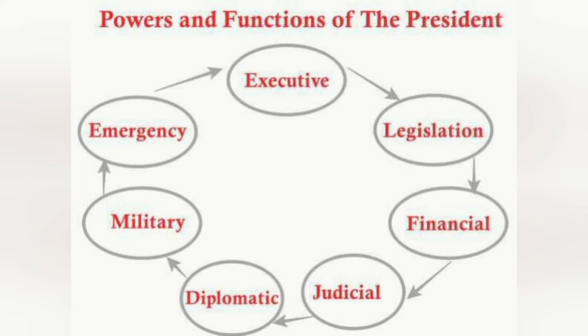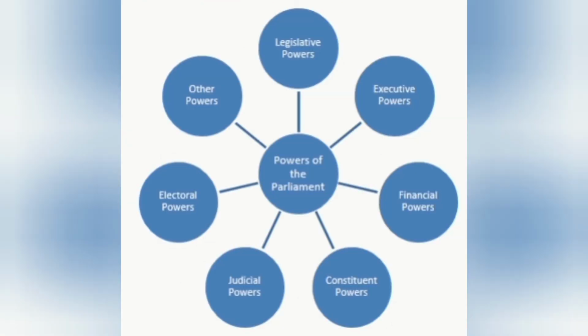Judges of the Supreme Court and High Courts can also be removed by the members of the parliament by passing a vote of no confidence. Now, constitutional power: the parliament enjoys the power to amend the constitutional provisions. And the last one, the financial powers: the parliament controls the financial resources of the country. The budget of the country is passed by the parliament, which controls the expenditure of the country.